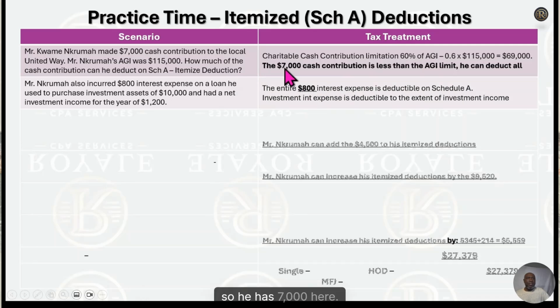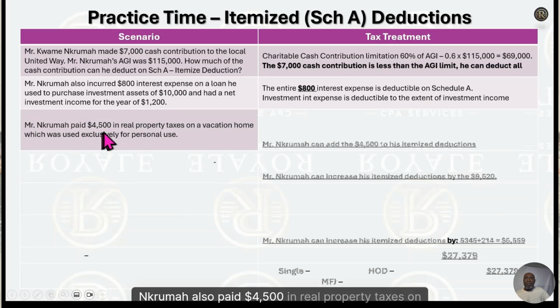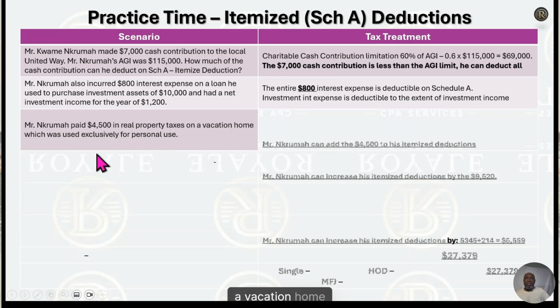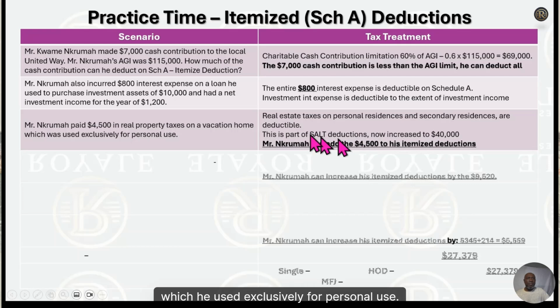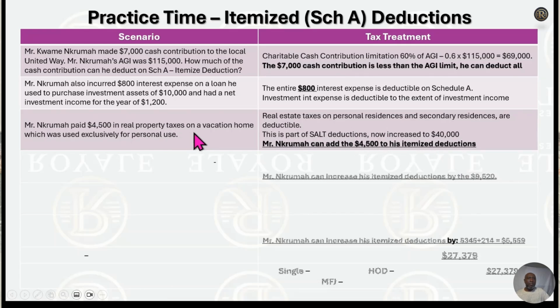All right, so he has $7,000 here, and he's going to get $800 here to increase that. Mr. Nkrumah also paid $4,500 in real property taxes on a vacation home which he used exclusively for personal use. His home qualifies for itemized deduction for those taxes that he paid. But remember, these are what they call the SALT taxes, state and local taxes.